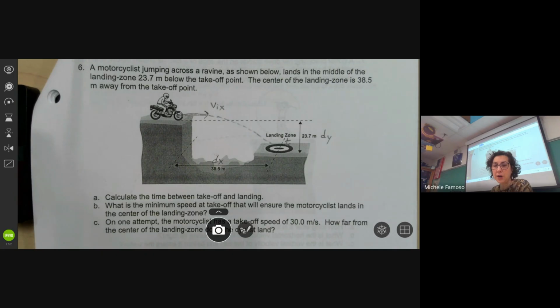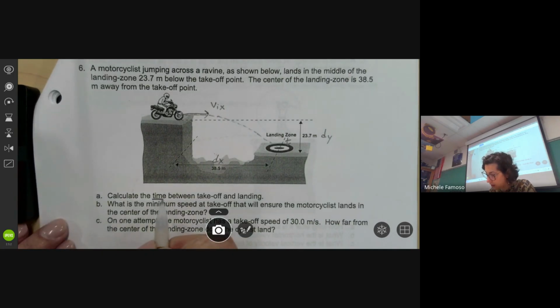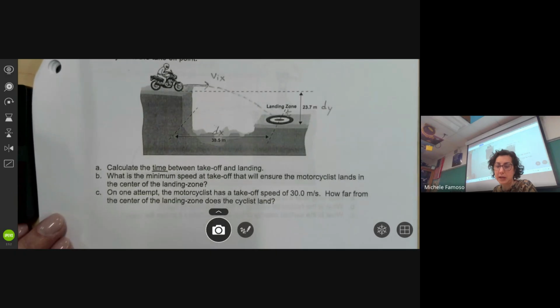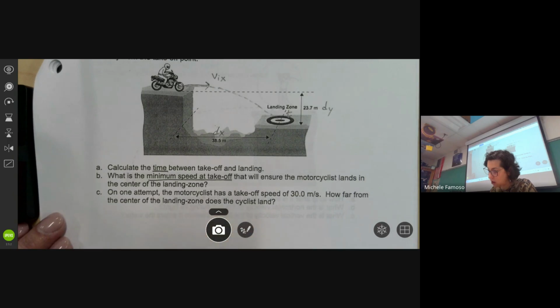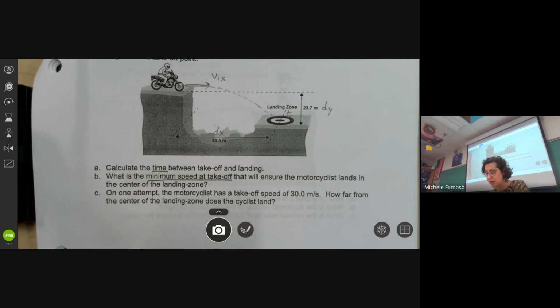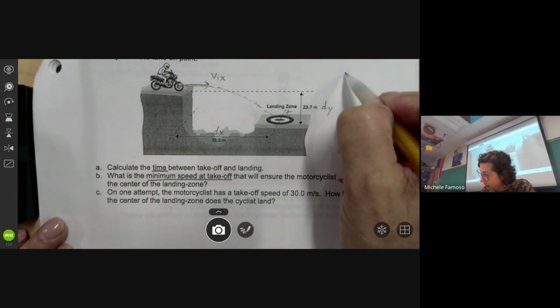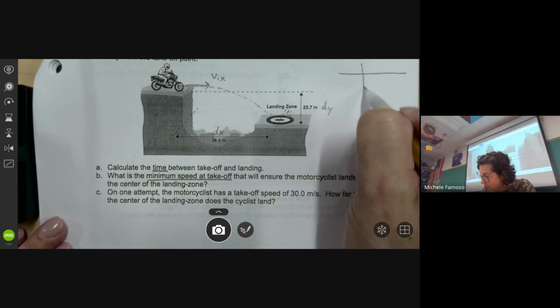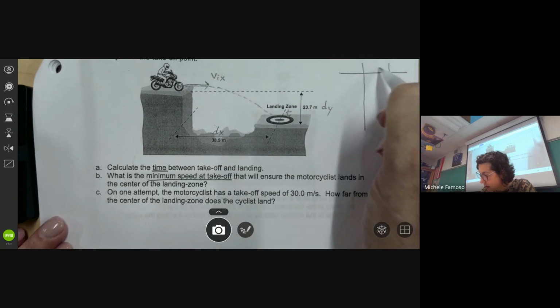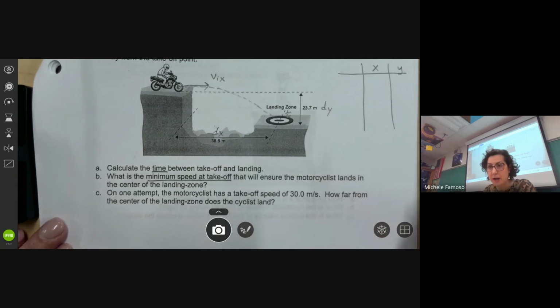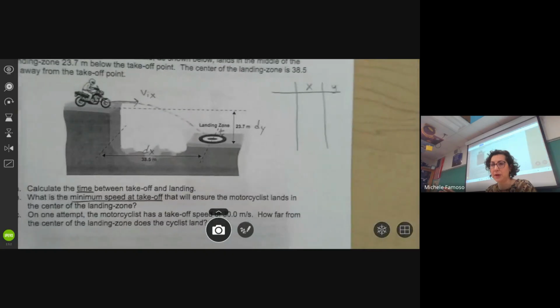So I want to know in part A, it says calculate the time between the takeoff and the landing. And part B, it says what is the minimum speed at takeoff that ensures the motorcyclist lands in the center of the landing zone. And then part C is basically a different question, which we'll look at in a minute. Let's go ahead and make a list, our chart, of what we know about the X and the Y directions for our givens up here.